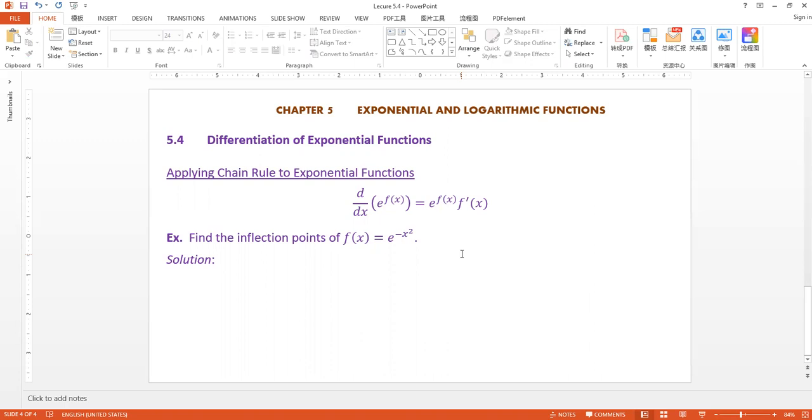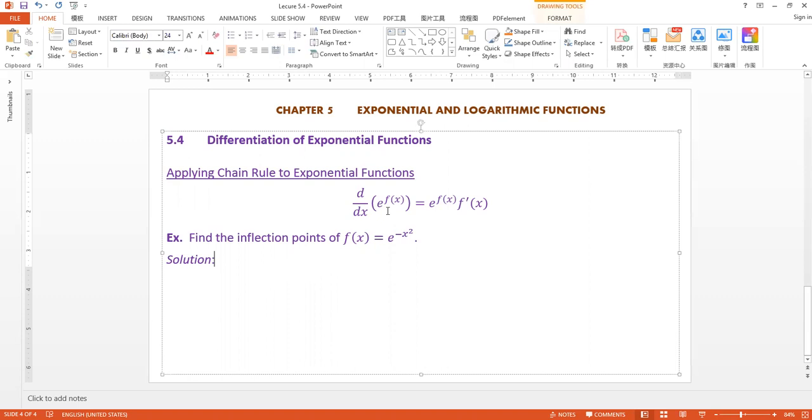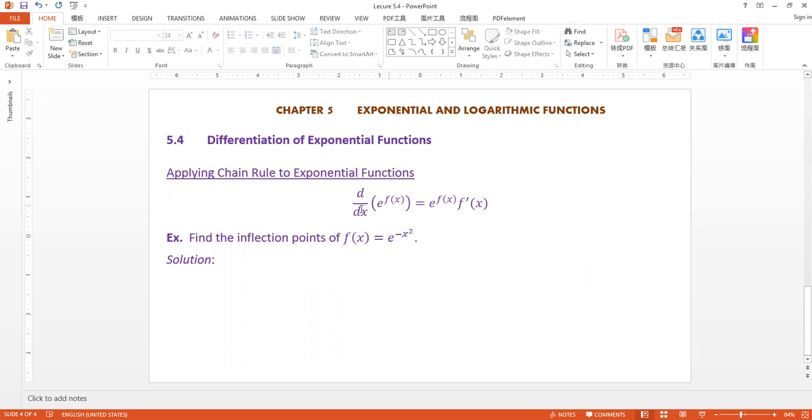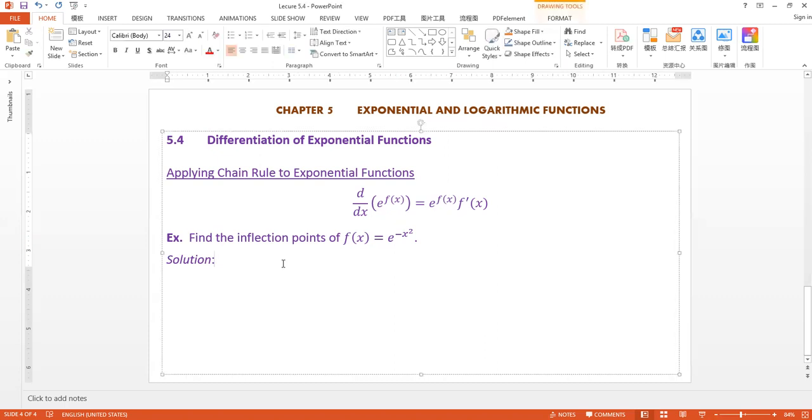So let's just start from taking the derivative of the function, and we're going to use this formula in here, apply chain rule to the exponential function. So it says when you take the derivative of e to the f of x, it's equal to e to the f of x times f prime. Okay, so that's the chain rule in exponential functions. So let's just use the chain rule in here to find the derivative of the function.